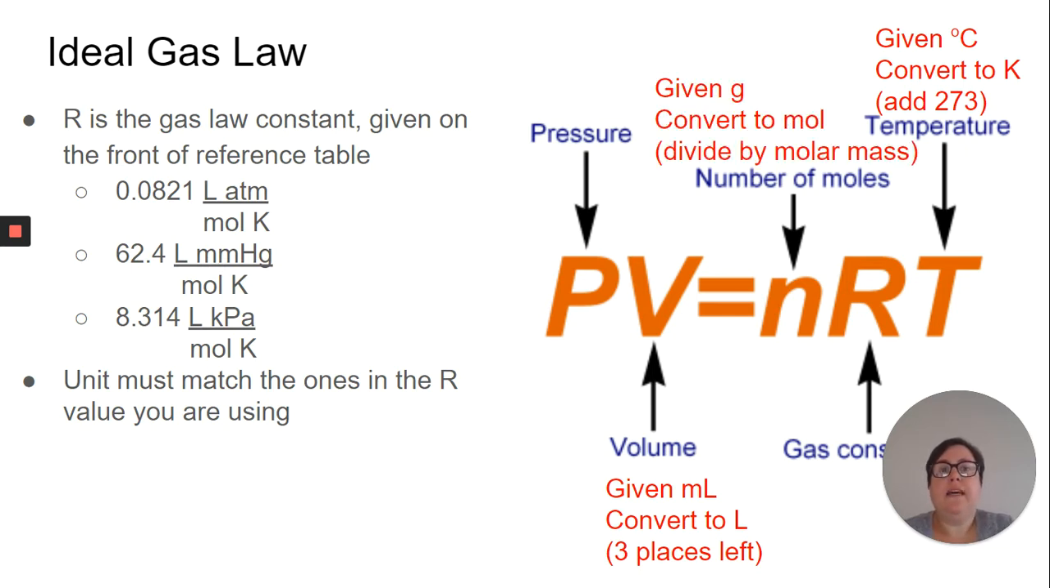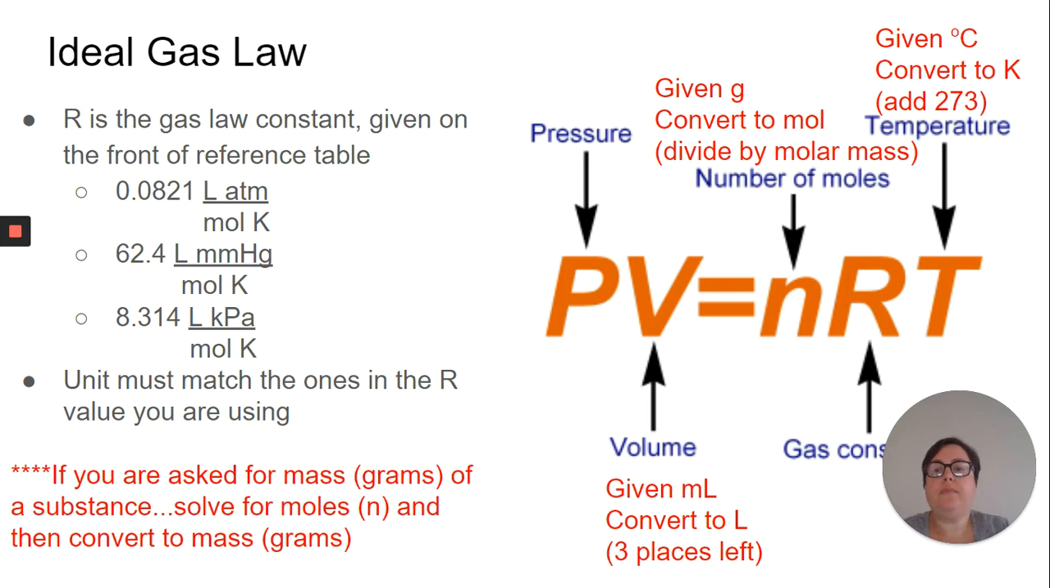If you're given grams, then you're going to want to take those grams and convert it to moles. So you would set up a little table. And ultimately what you're doing is dividing by the molar mass from the periodic table for that gas. Finally, if you are asked to solve for the mass in grams, then you would want to first solve for N, which would give you moles, and then do a conversion from moles to grams. And so you would end up multiplying by the molar mass for that final answer. So we're going to work through 3 examples today.